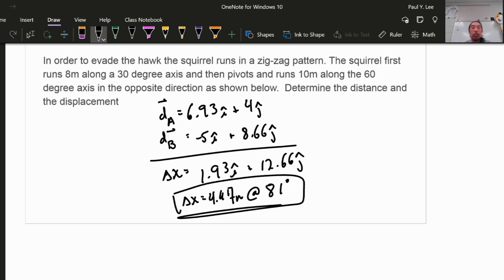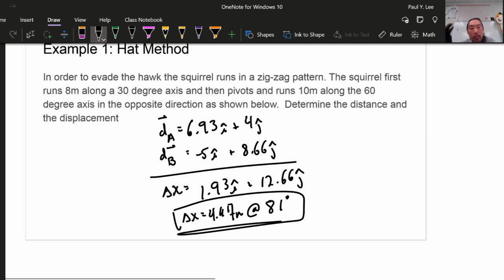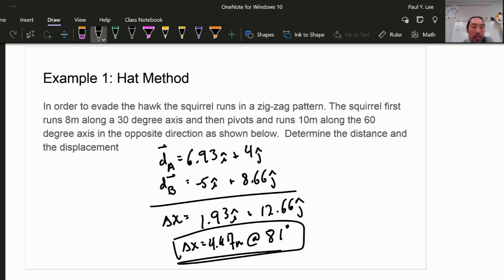All right, so those are the two different methods. Even though the hat method looks a little bit cleaner here, it's only because we used the component method before to actually find those numbers.